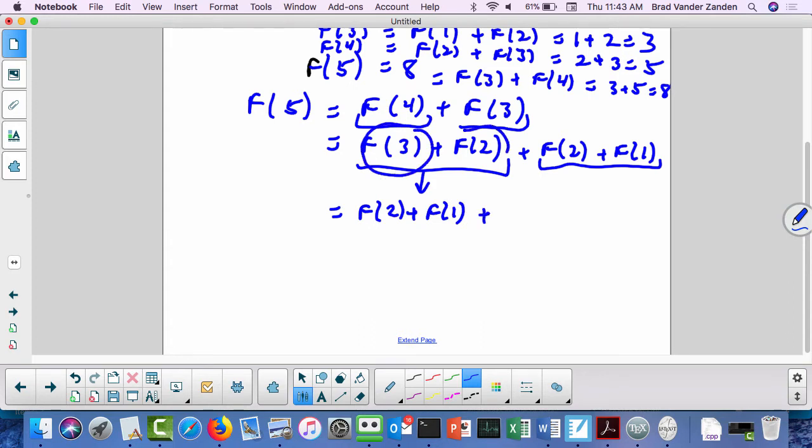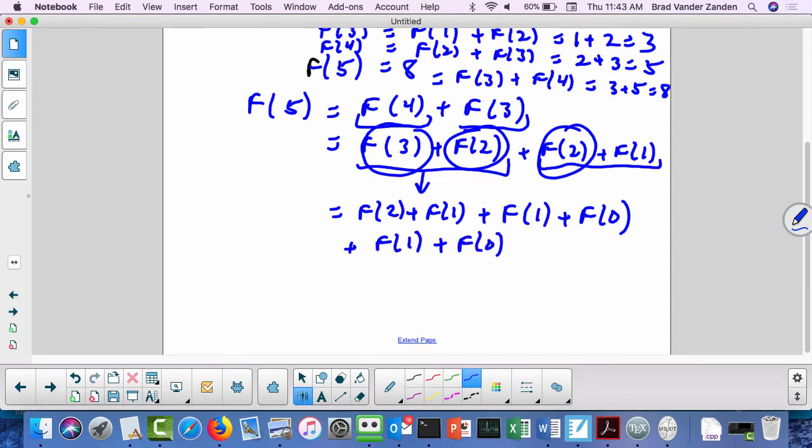Then the next one is f of 2. That's f of 1 plus f of 0. Then f of 2, again, is f of 1 plus f of 0. And we know what f of 1 is. It is 1. Okay, and you could keep breaking it down like that. And you can see that this f of 2 is going to get broken down to f of 1 plus f of 0. And if I've done it right, I now have 8 terms. 1, 2, 3, 4, 5, 6, 7, 8, all of which are 1, and I get 8. That's the top-down approach.